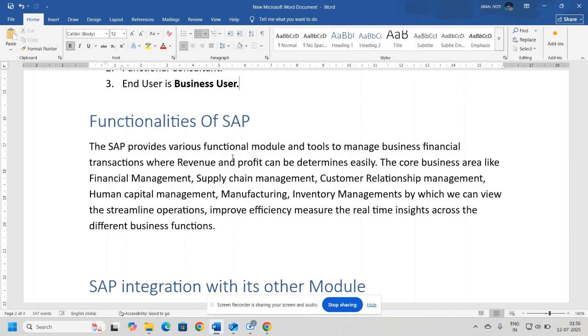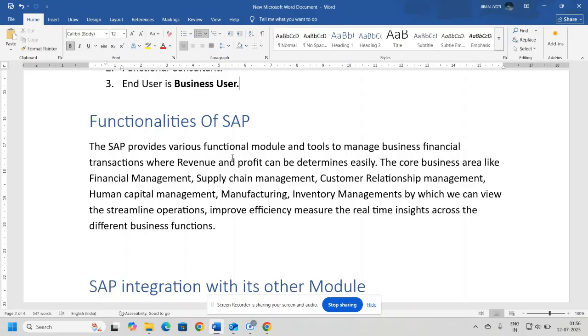Until the end of the business day, the customer relationship management team will be trying to retain the customer, to retain the existing customer. This is basically the role and responsibility: to maintain the customer and to create the prospective and future customers. And the human capital management is basically to manage the work in the manufacturing unit.